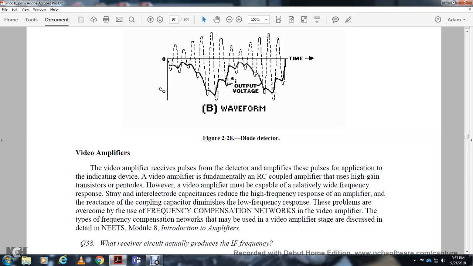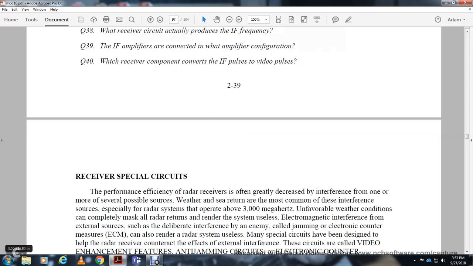However, the video amplifier must be capable of responding to a relatively wide frequency range. Interaction with the electrode capacitance reduces the high-frequency response, and the coupling capacitors diminish the low-frequency response. These problems are overcome by a frequency compensation network in the video amplifier. The types of frequency compensation networks and the video amplifier stage are discussed in NEETS Module 8, Introduction to Amplifiers.